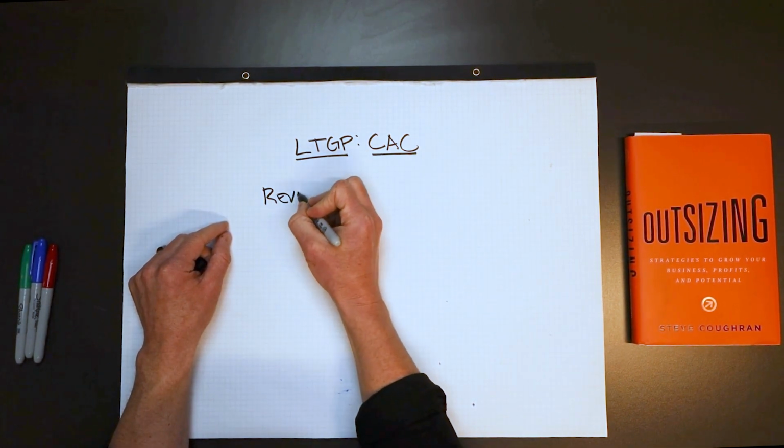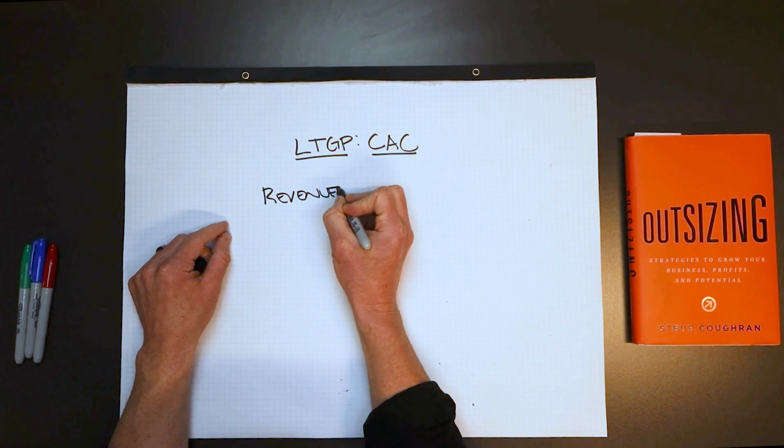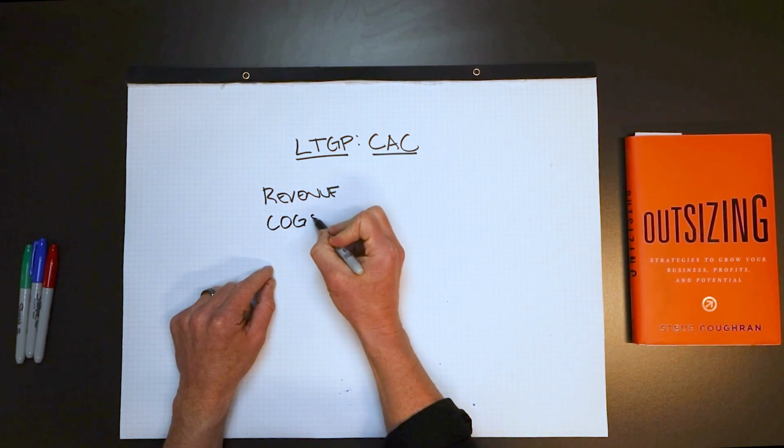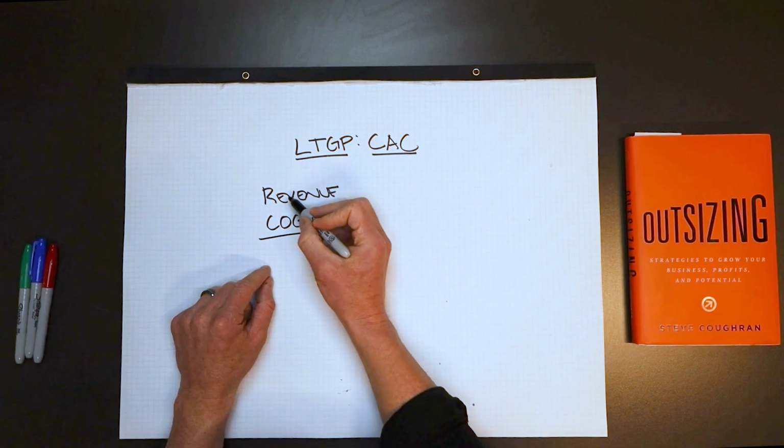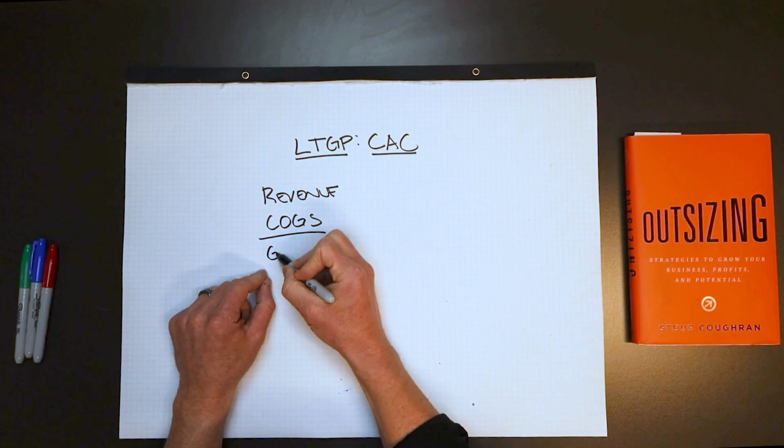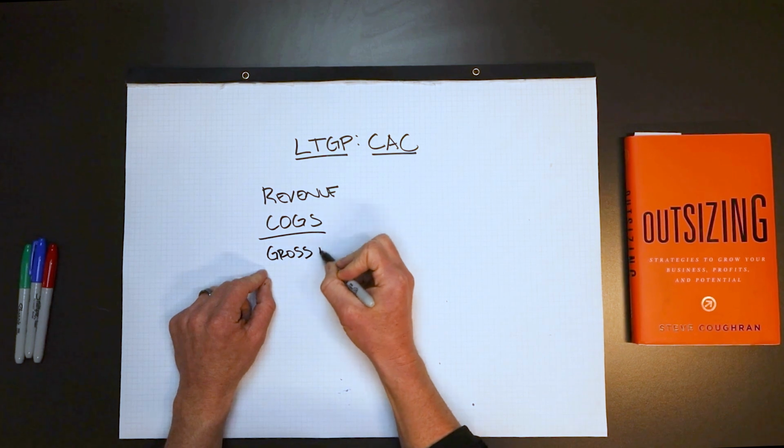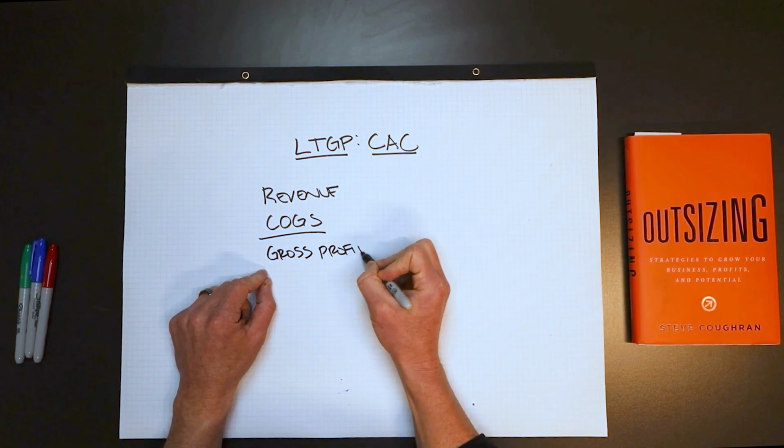If you take the income statement and you look at revenue, this represents all the sales of your business, all the income that comes from selling your products and services. You take COGS, your cost of goods sold, all the costs associated with fulfilling your products and services, and you take revenue minus cost of goods sold. Guess what? You arrive at gross profit.